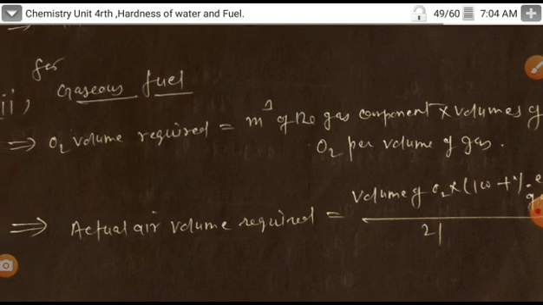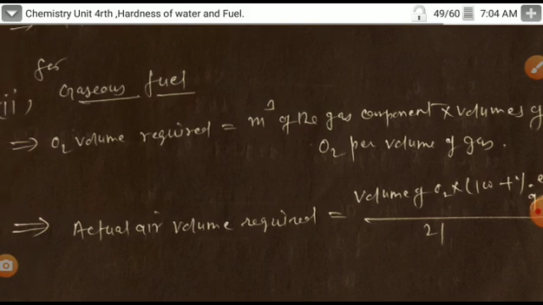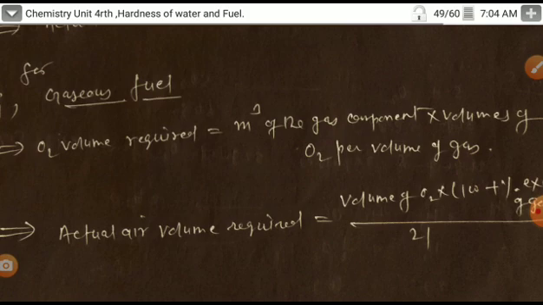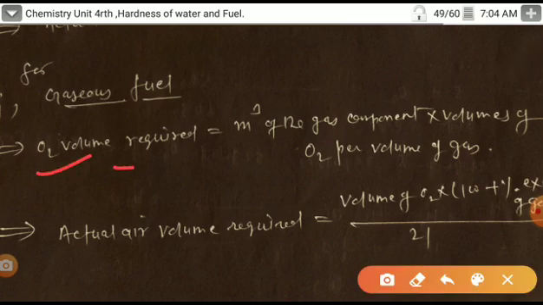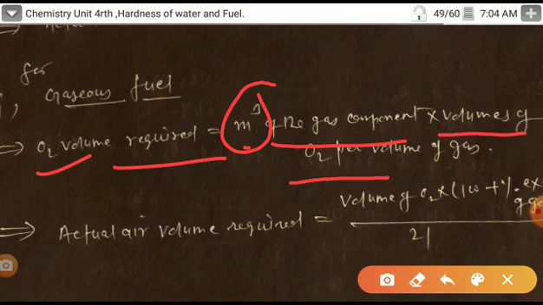The first formula that you use for a particular gaseous fuel is the oxygen volume required. The oxygen volume required is equal to the meter cube of the gas component, where the gas component is converted into meter cube, that is the volume, into the volume of oxygen per volume of the gas. So this is the third formula by which you can calculate the oxygen required for a particular gaseous fuel.